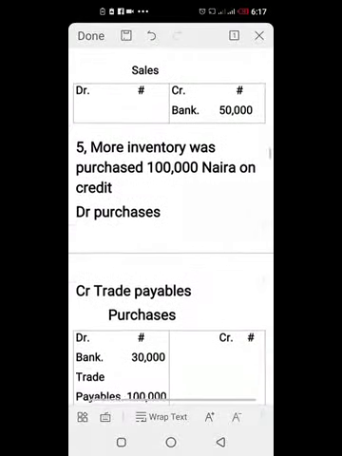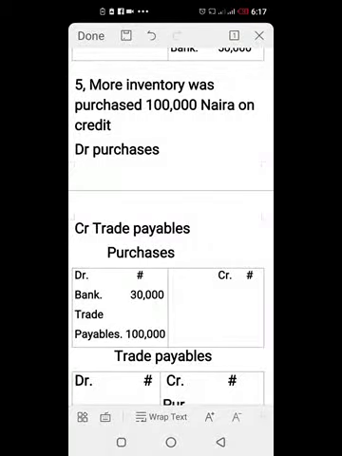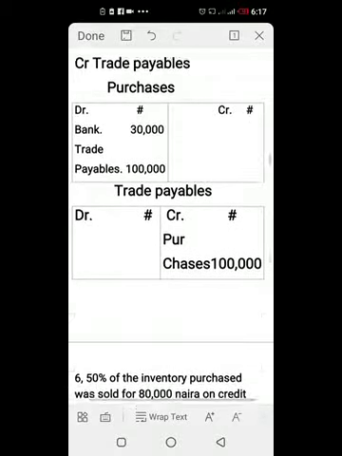More inventories was purchased, 100,000 naira on credit. You debit purchases and you credit trade payables, because trade payables is where the business has to actually pay to people being owed. Trade payables is when a business owes another entity, probably a customer, money or goods. Now the inventory was purchased 100,000 naira on credit, so you credit trade payables and then you debit purchases, which we have there: credit trade payables, debit purchases.